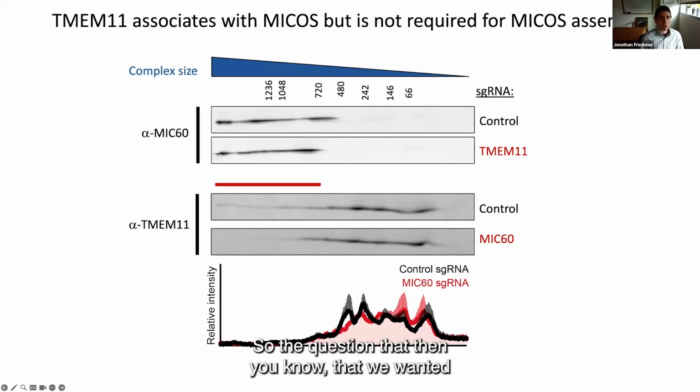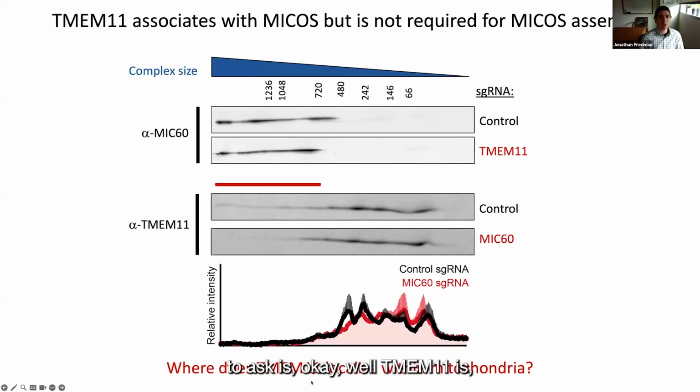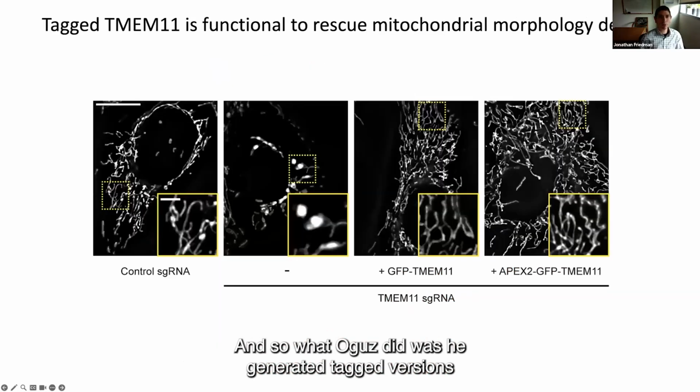So the question we then wanted to ask is, okay, TMEM11 is seemingly not required for MICOS assembly, but maybe it's going to the same place as MICOS to do its function. And so we wanted to ask where TMEM11 localized within mitochondria. Now, when we started this project, the antibodies that existed for the protein weren't particularly good. And so what Oz did was generate tagged versions of TMEM11 that we reintroduced in our knockdown lines.